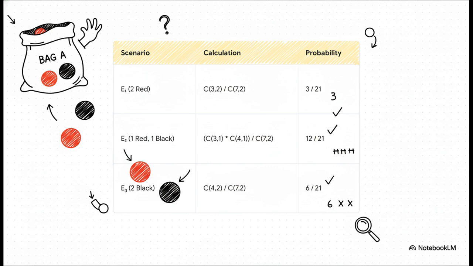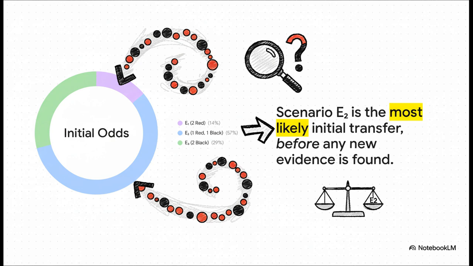It turns out there are 21 different ways you could possibly pick 2 balls from bag A. Out of those 21 ways, only 3 of them give you 2 red balls. A whopping 12 of them give you 1 of each color, and 6 of them result in 2 black balls. Just look at this. It makes it so clear, right? That middle scenario, E2, where 1 red and 1 black ball were moved, was by far the most likely thing to happen from the start. I mean, it had more than a 50-50 shot. This is our starting point, our gut feeling before we get any new evidence.